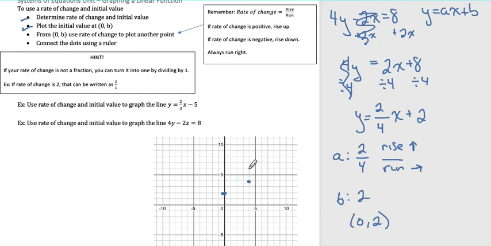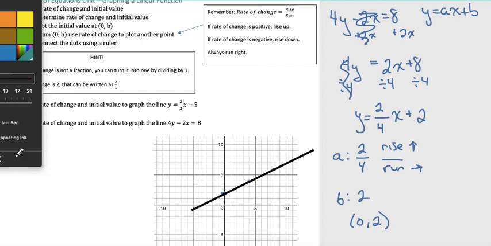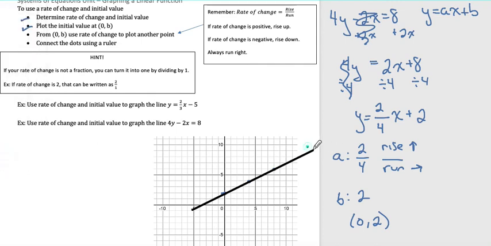From that dot, we can go up 2 and over 4. And then up 2, and that's right at the edge of our graph. And then we'll connect those dots. There we go. That wasn't bad for the first attempt. Let's put some arrows at the end of this line, just to remind us that this line goes on and on forever. And there's the graph of the line.